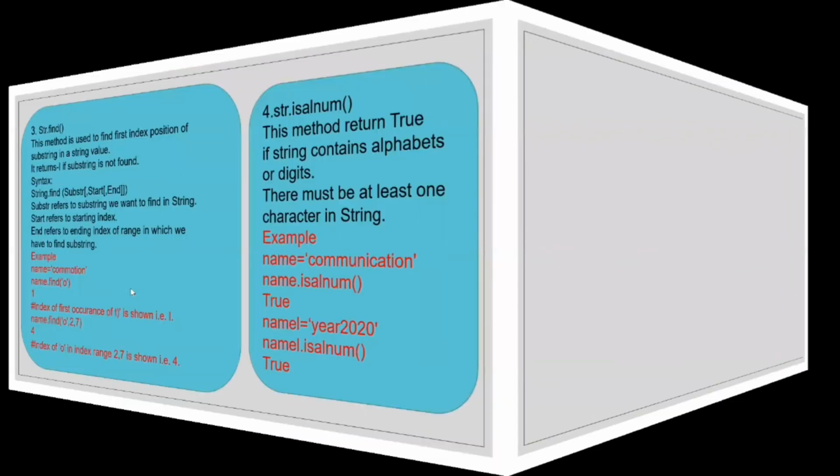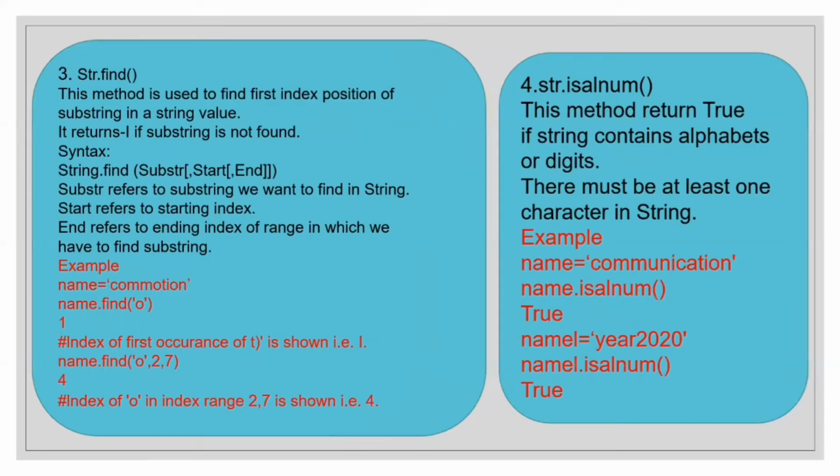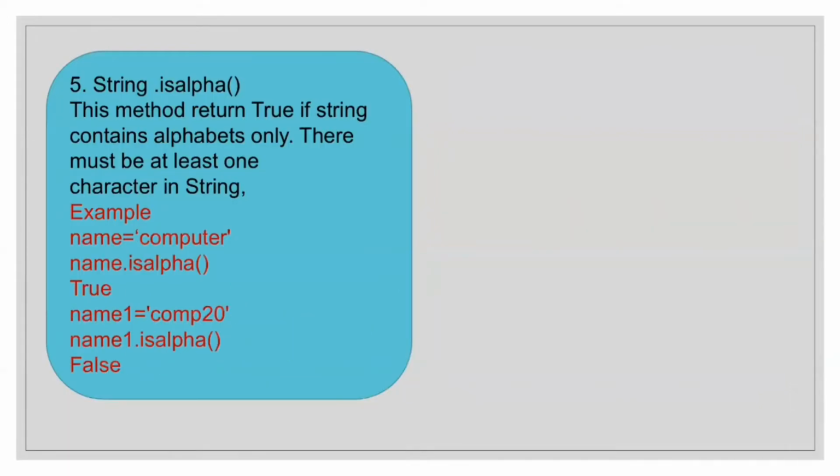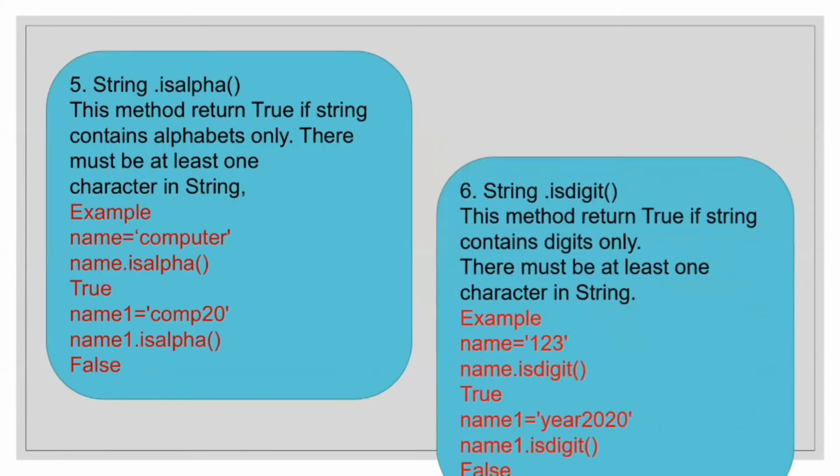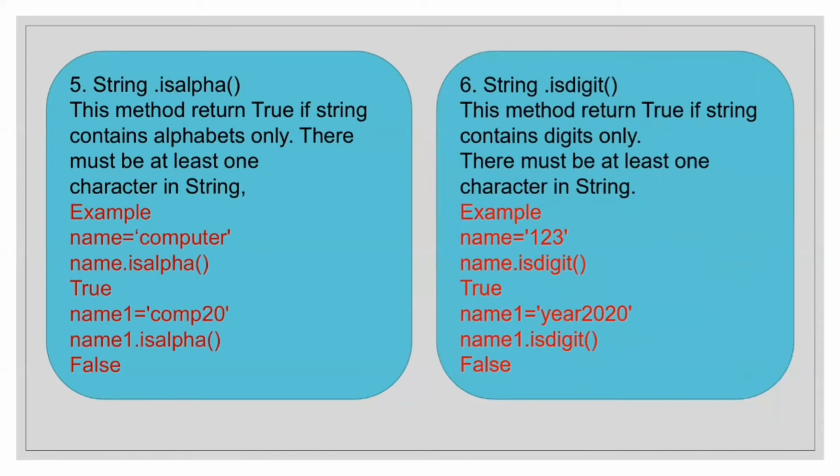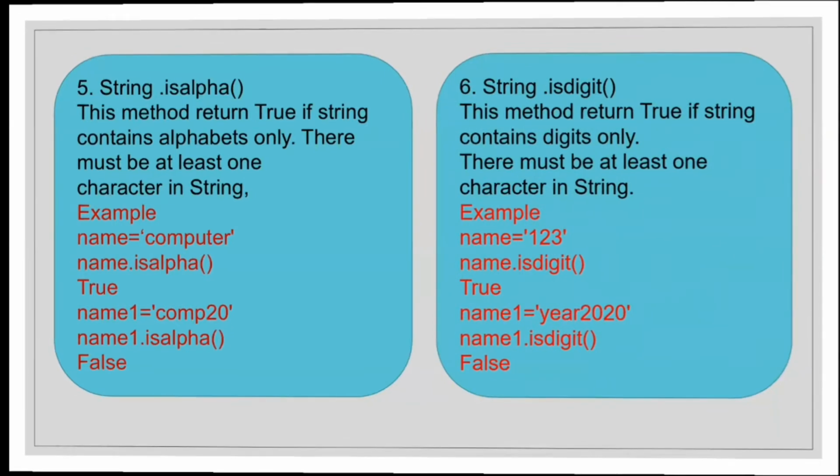So let's take a look again. So is alnum was checking if there are both alphabets and numbers. If either one is present, it's going to give us true. Then comes is alpha. It is checking if there are only alphabets. Then is digit, it is checking if there are only digits.